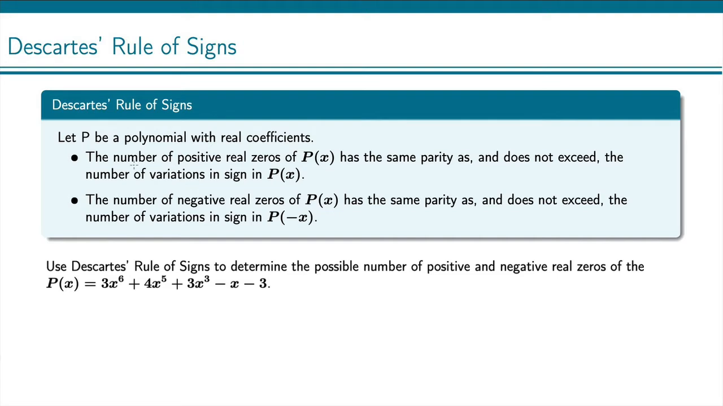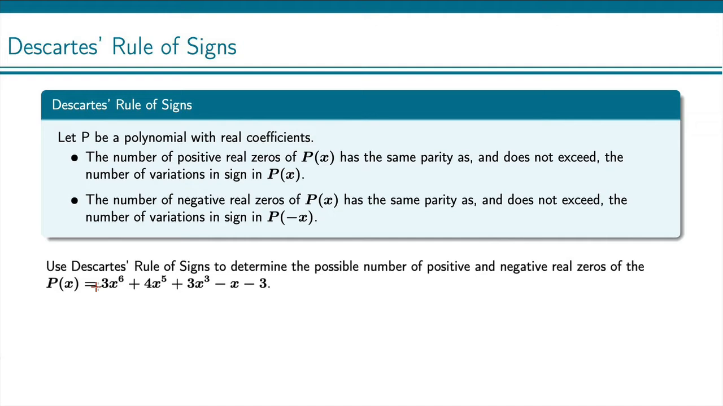So the number of positive real zeros of p of x has the same parity as, meaning even or odd, and does not exceed the number of variations in sign in p of x. Okay, so let's look at this example to see what that means.